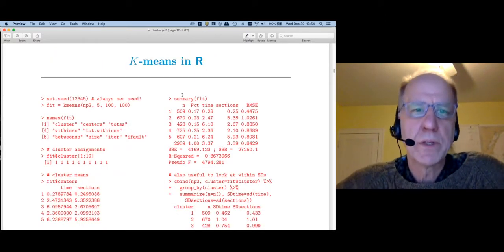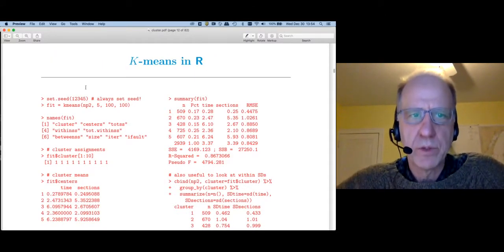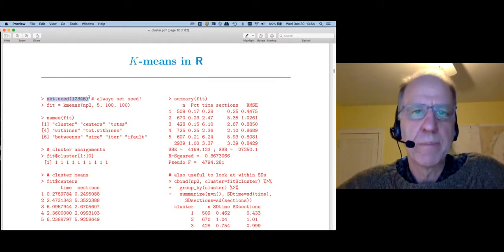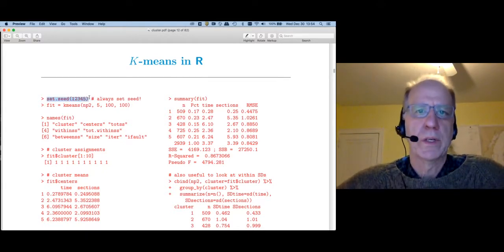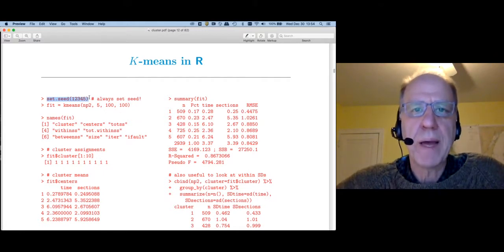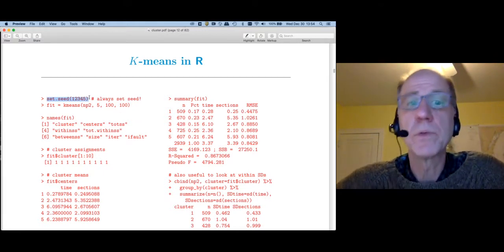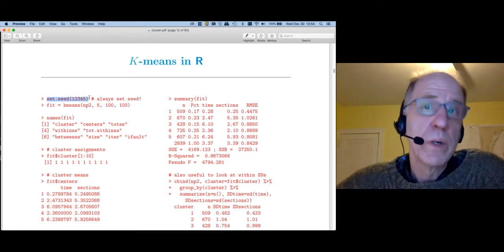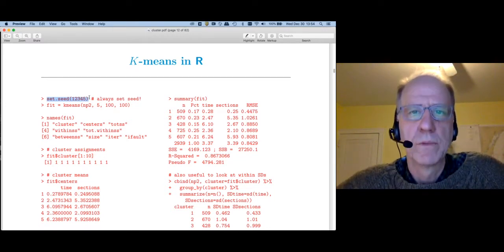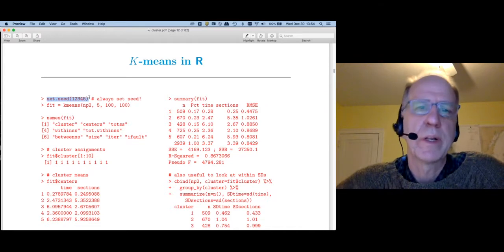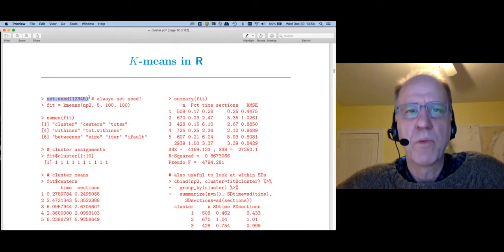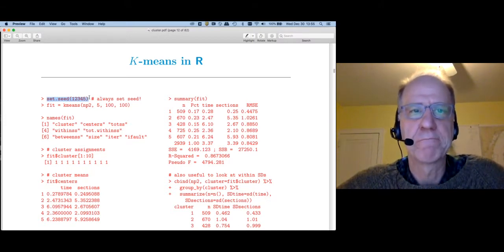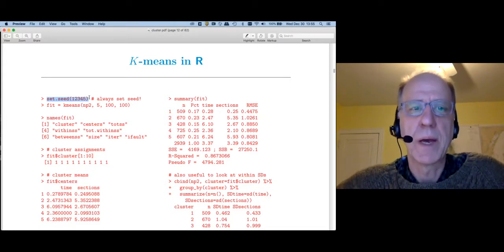So to find a k-means solution, the first thing I would do is to set the random number seed. The reason for this is that k-means depends on starting values. If you use different starting values, you will get a different cluster solution. So there have been many times where I've run a cluster solution, then I want to rerun it and get the cluster solution again, and I can't get back to it because I didn't set my seed. So if you set the seed, you'll be able to regenerate your cluster solution.